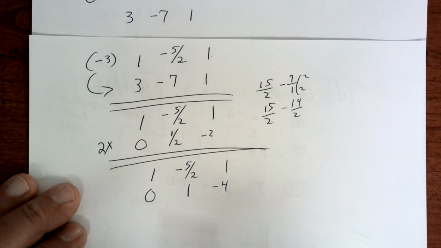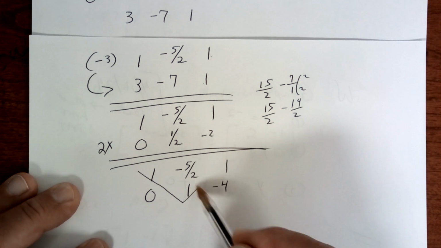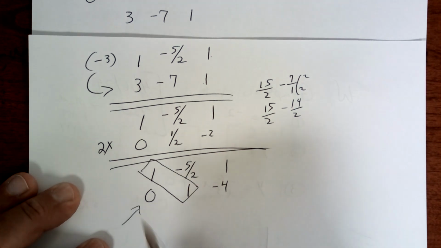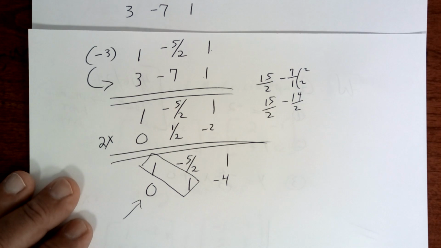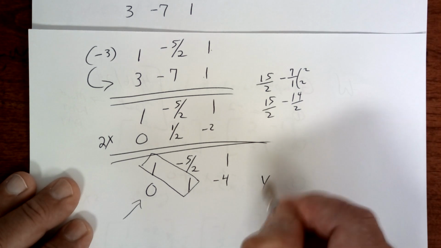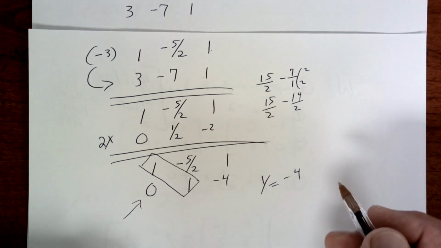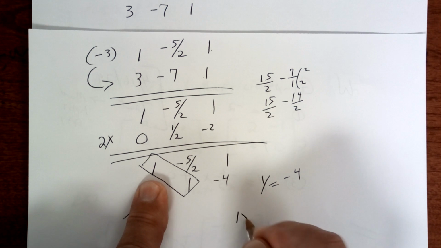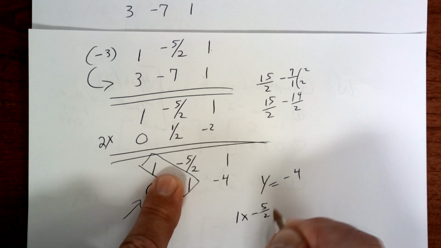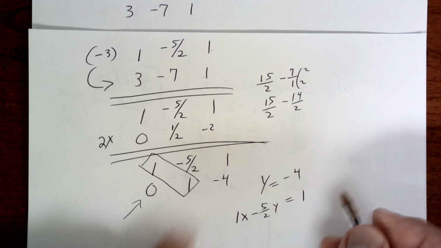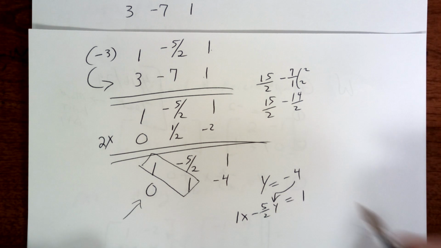And there it is. That is echelon form, where these diagonals are 1, and this is a 0. Now, if you wanted to work it, you would say y equals negative 4, and then this one would be 1x minus 5 over 2y is equal to 1. And then you'd have to substitute and solve that equation.